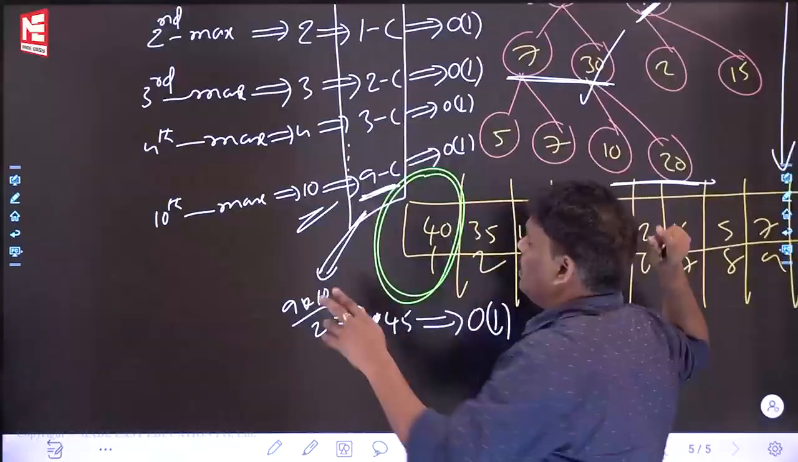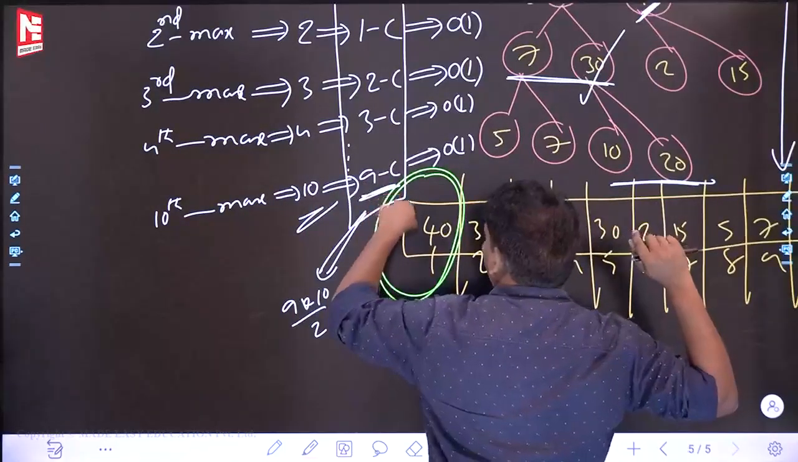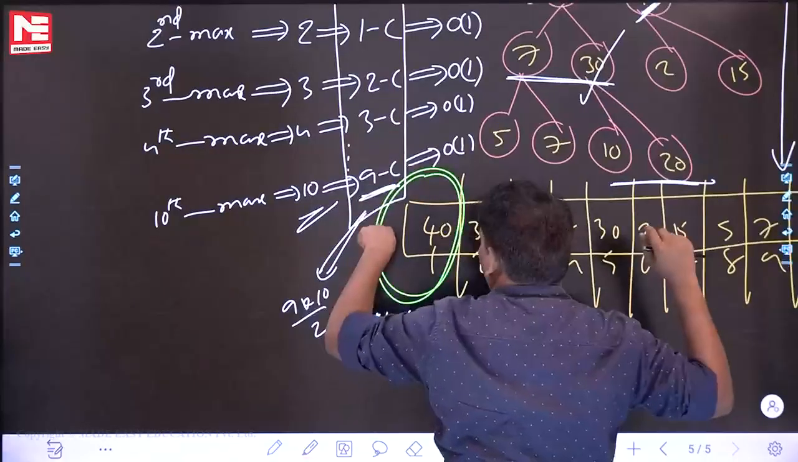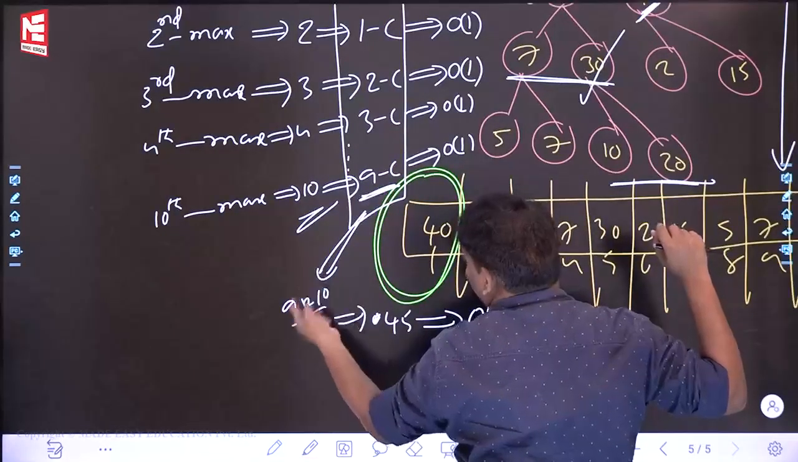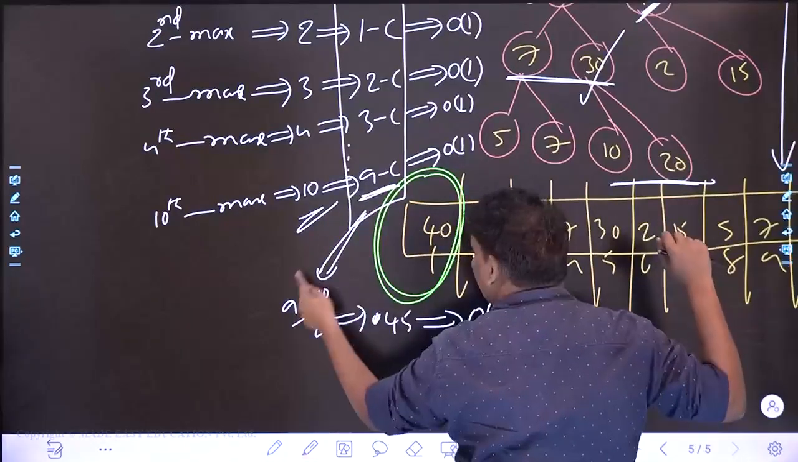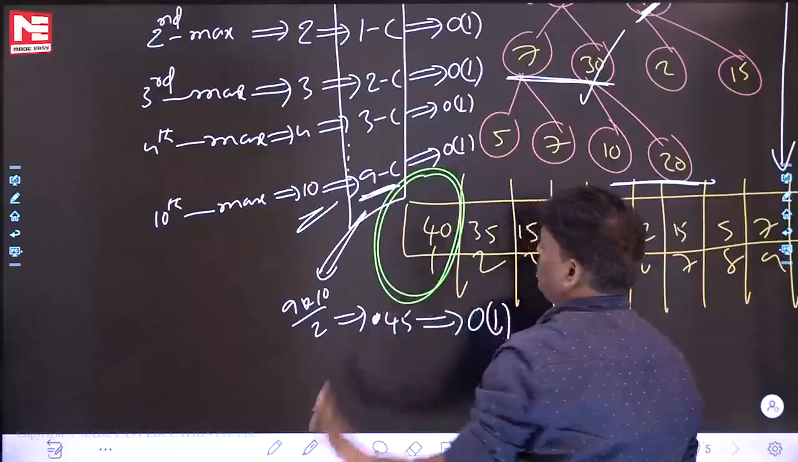This is the fact. To find the 10th maximum, 10 people are fighting, 9 comparisons. But one thing, I have to start from the beginning. So, sum of 9 natural numbers. What is the formula? Sum of n natural numbers, n into n plus 1 by 2. For 9 natural numbers, 9 into 9 plus 1, 9 into 10 by 2, which is 45, which is a constant.